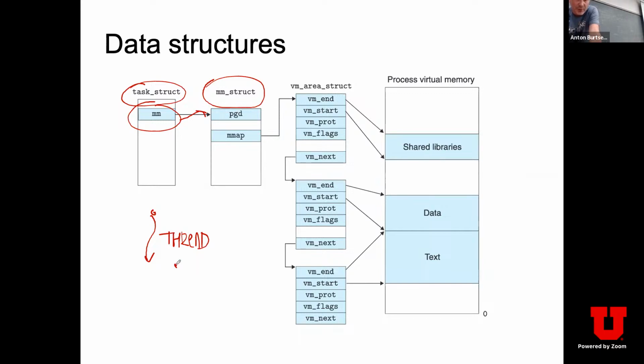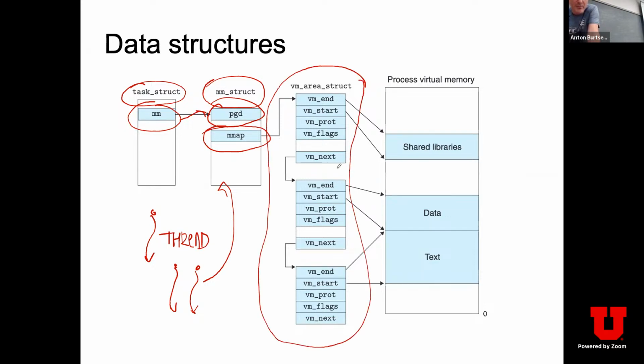So for example, if you have multiple threads running in the same process, they will share the same mm_struct, right? Because they don't need to have individual structs. And mm_struct itself has a pointer to the page table, right? To the root of the page table. But what's more interesting for us today is that it has this mmap pointer to a list of virtual memory areas, VMAs, right? And each of these virtual memory areas, vm_area_struct, represents a region in the user part of the address space, right?